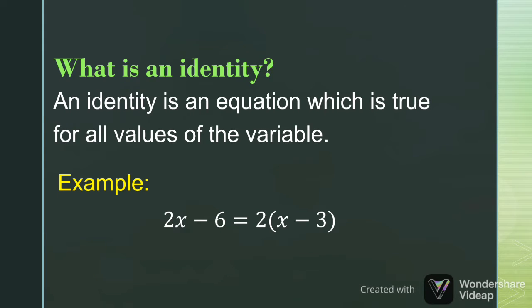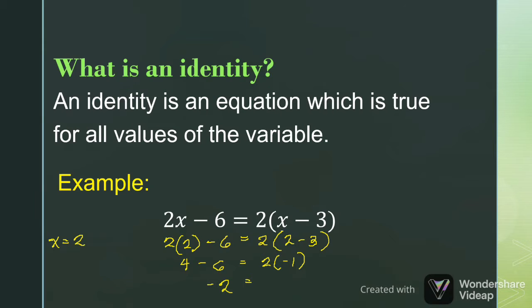Okay, let us see. If we use x equals 2 and we substitute this into the equation, let us see if this is an identity. So 2 times 2 minus 6 equals 2 times quantity 2 minus 3. 2 times 2 is equal to 4, minus 6 is equal to negative 2. Then 2 minus 3 is negative 1, and 2 times negative 1 is also negative 2. As you can see, the left and right sides of the equation are the same. That is why it is called an identity.